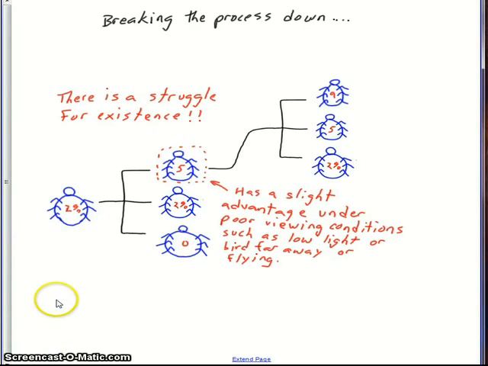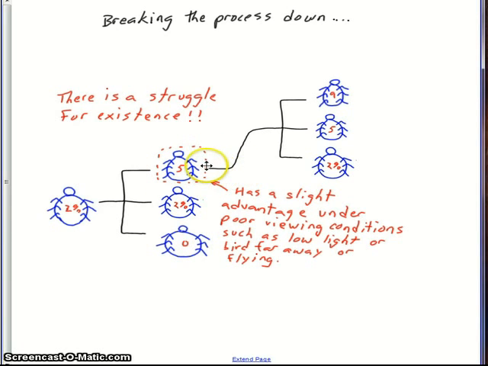Okay, so let's break the process down. Here's our ancestral stick insect, a 2%er, going to be giving rise to future generations, right? Now, in each generation, there's a struggle for existence. And if you'll notice, the 5%er here is boxed. This 5%er has a slight advantage.